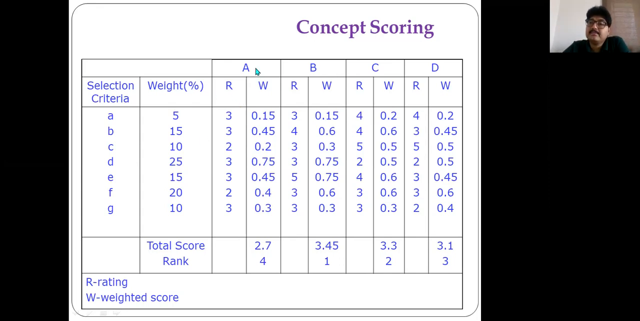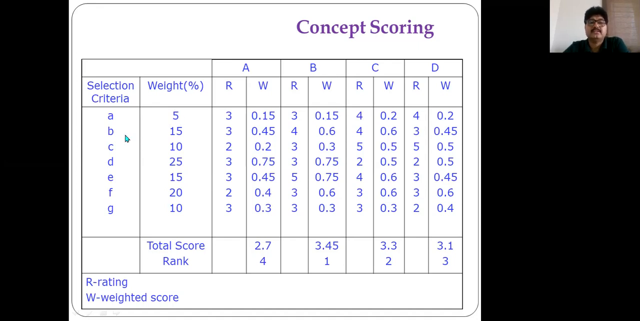how far concept A is able to address the requirement of selection criterion small a. If you rate them between 1, 2, 3, 4, 5, against selection criterion small a, the first concept, capital A, is given 3, and concept B is given 3, and concept C is given a 4 rating, and concept D is given a 4 rating. That means C and D are doing better than A and B for addressing the selection criterion, and the weightage given for criterion A is only 5%.